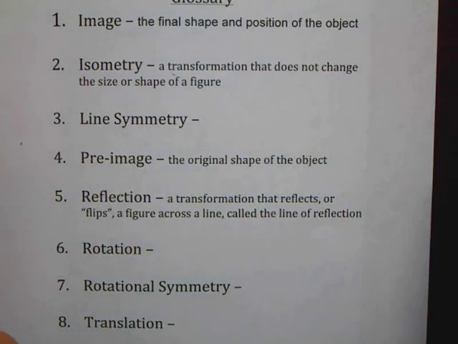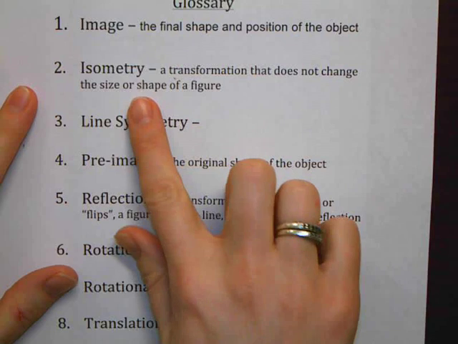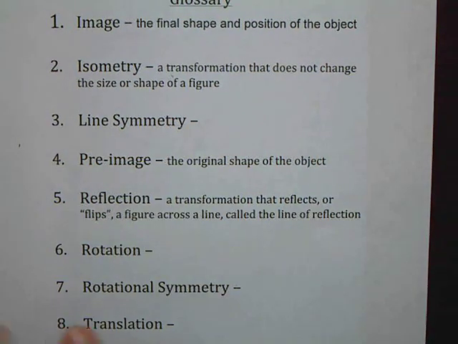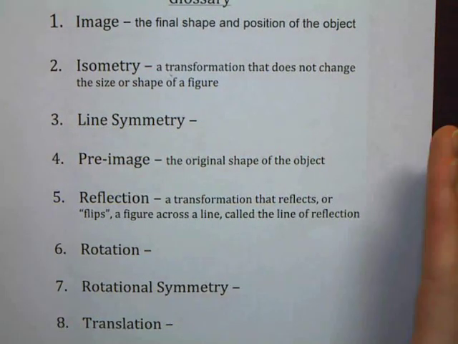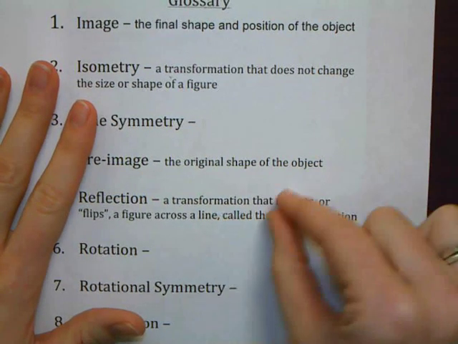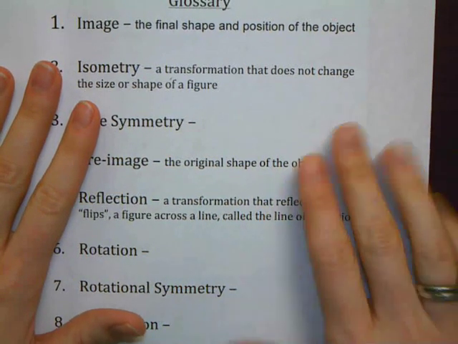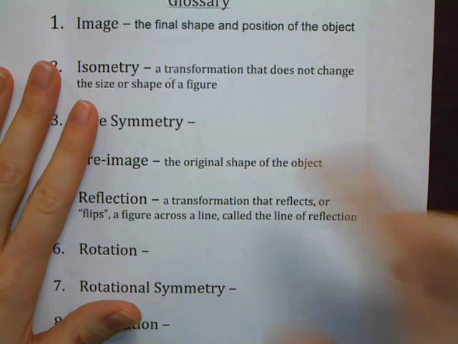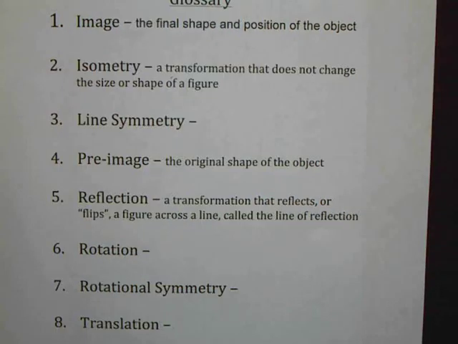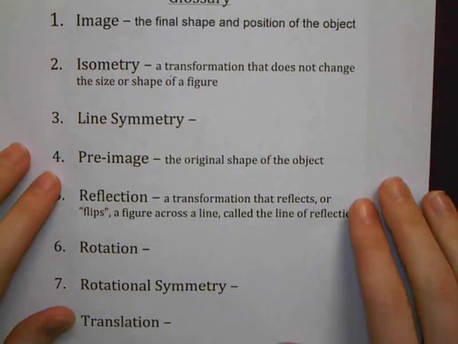A transformation that doesn't change the size or shape of the figure we call an isometry, or sometimes you'll hear it said isometric transformation, and that simply means that you've taken a figure, you've slid it around, you've flipped it over, maybe you've spun it, but it's still the same dimensions, it's still the same size.